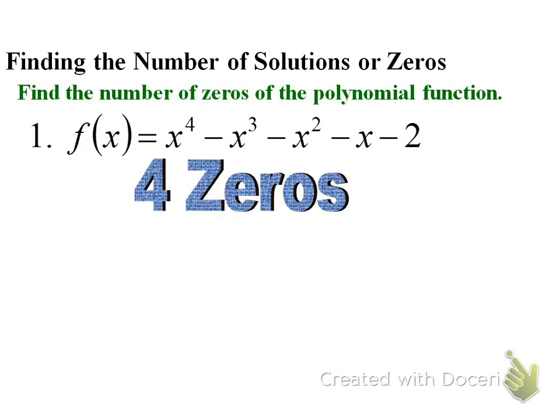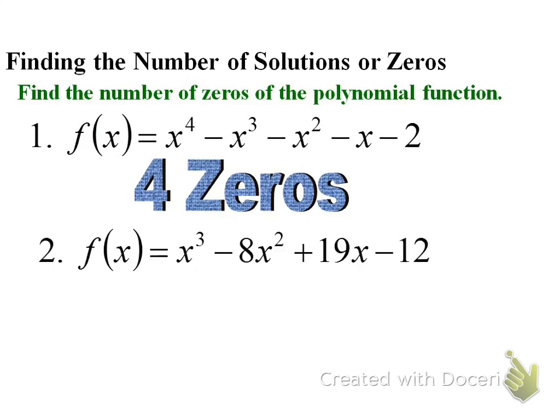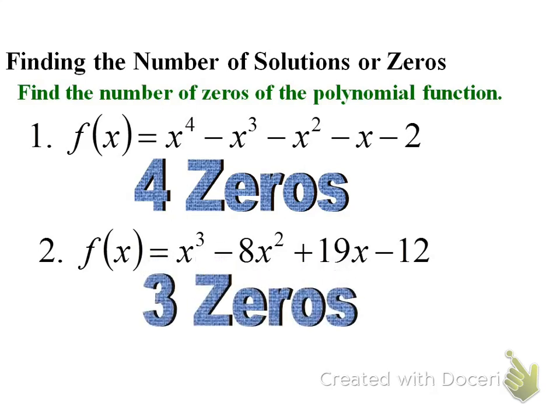Have you guys picked up on that pattern before today? It's kind of probably something you noticed. All right. How many zeros should I have for this one? 3. The largest exponent is a 3. You should have 3 answers. Pretty simple.